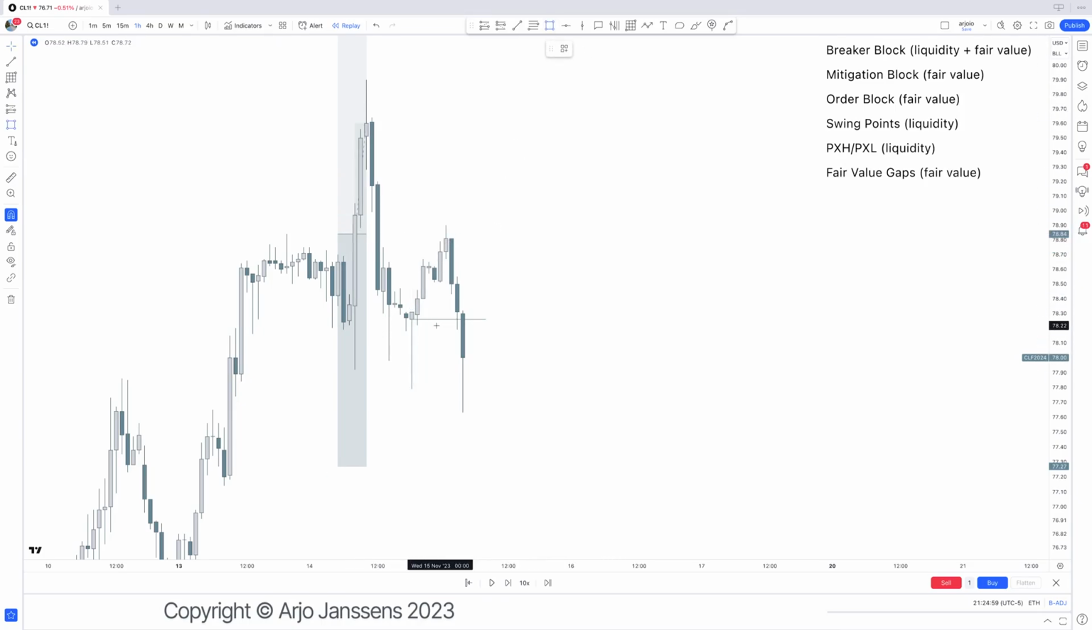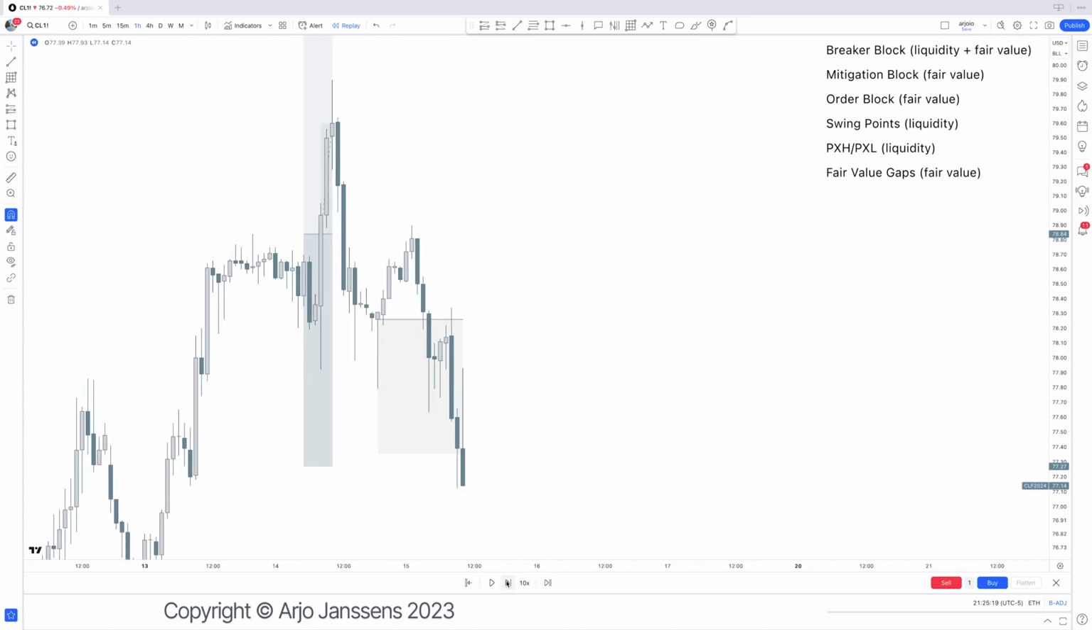So everything below this low right there is what? It's not fair value yet. So everything above that low is already fair value. So there's no reason for price to retrace far back above this mitigation block low right there. And that is where we then continue lower.